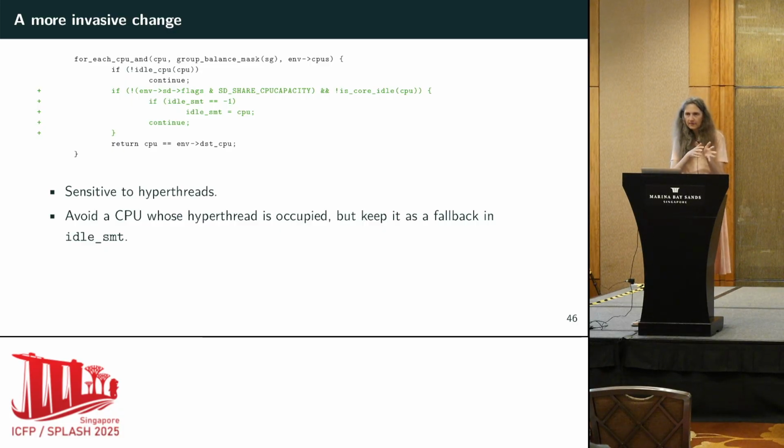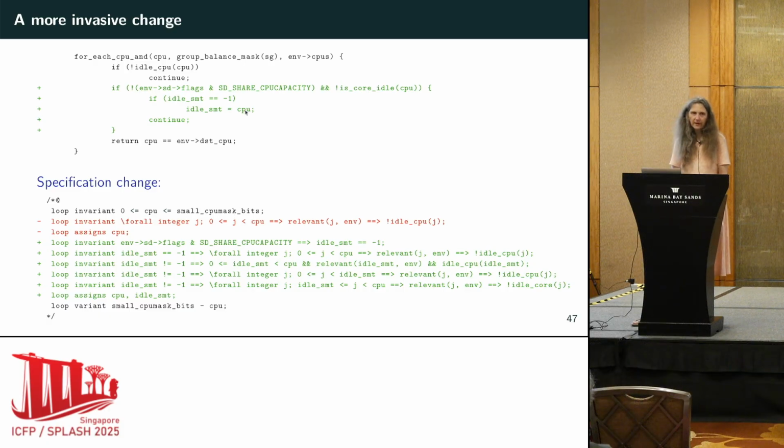The first, the highest priority is one that's fully idle, but it wants to remember along the way if it sees anyone that's partially idle, because that would be a good fallback instead of taking the default one. So this adds a few lines of code here in the middle. On the other hand, it has a really big impact on the specifications.